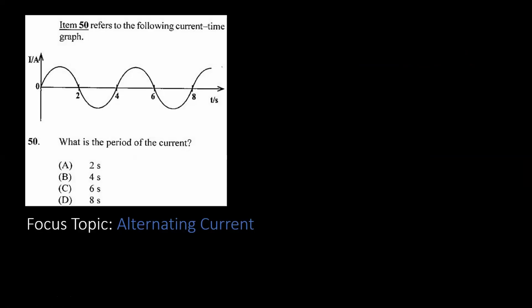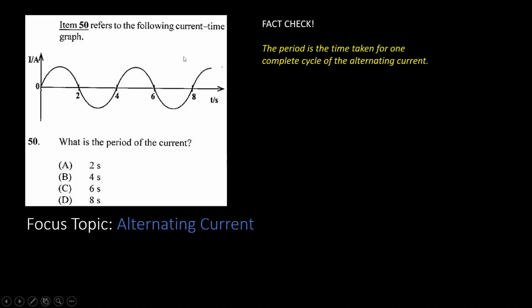50. What is the period of the current? Now the period is the time for one complete cycle. Therefore, if we start at the origin of the graph, one cycle is from the 0 up to here, down here, and going back up to 4. So it's 4 seconds. The answer should be D.